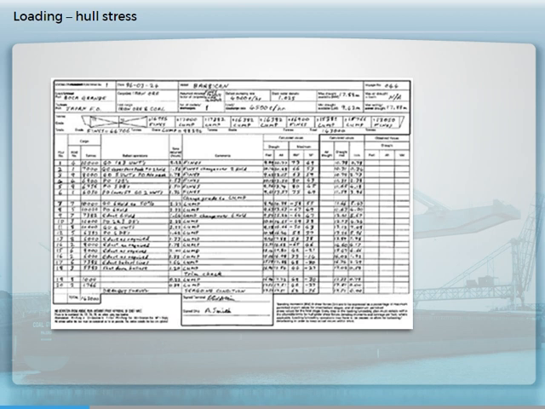Before loading, the master and the terminal representative must agree a loading plan that avoids the hull becoming overstressed by either hull bending moment or shear forces at any time during the loading. The contents of the loading plan are detailed in the loading and unloading of bulk carriers BLU code checklist.